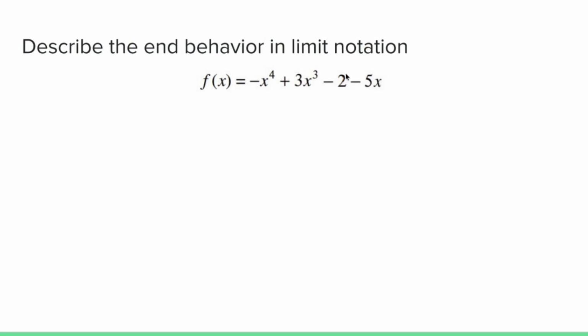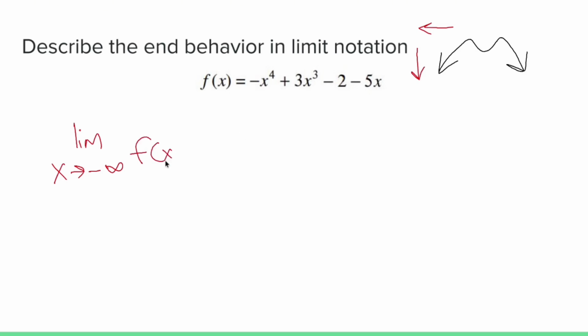Describe the end behavior in limit notation. We have ourselves a quartic function with a negative leading coefficient, which means our picture is going to look something like that. Exactly like that? No, but something like that. Now, as I move to the left, we write that out as the limit as x approaches negative infinity. As I move to the left, my graph is moving downward, which means my limit as x approaches negative infinity of my function is also negative infinity.